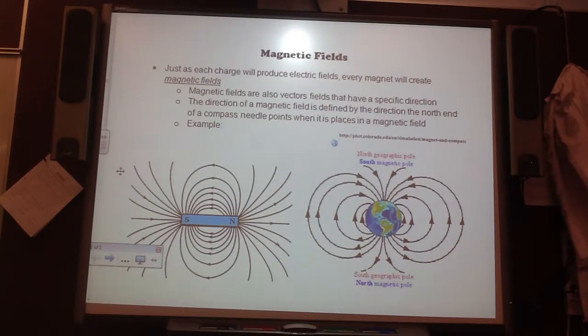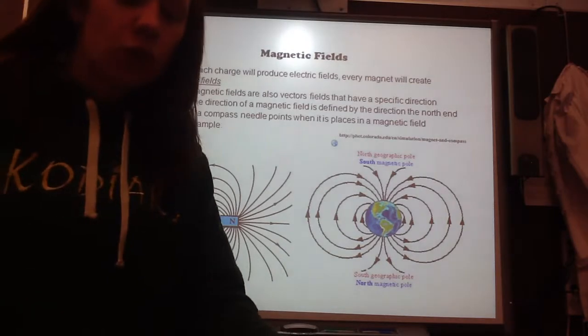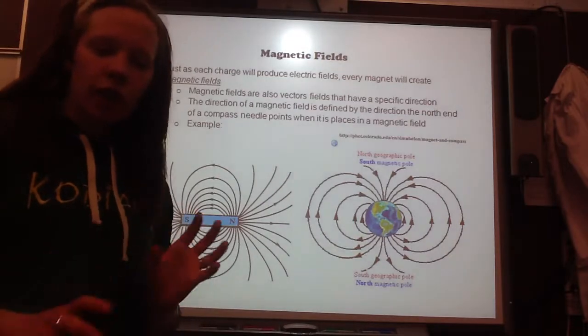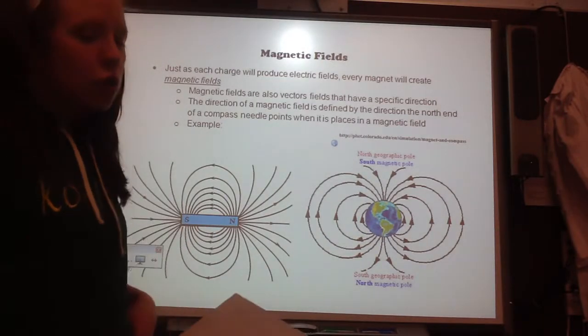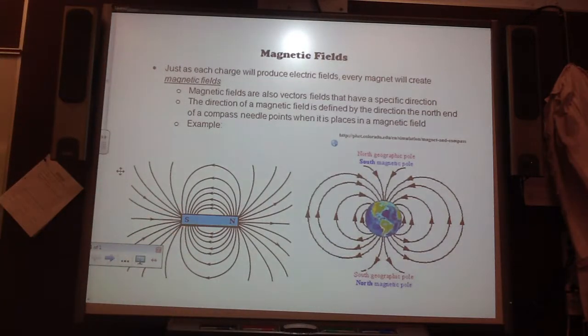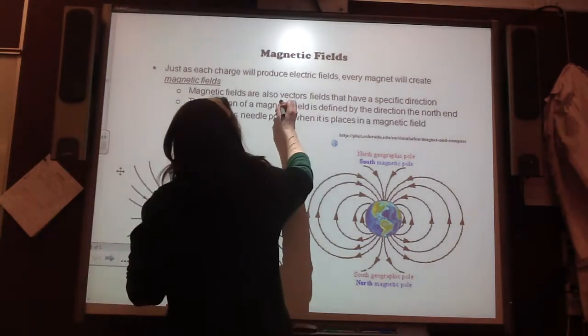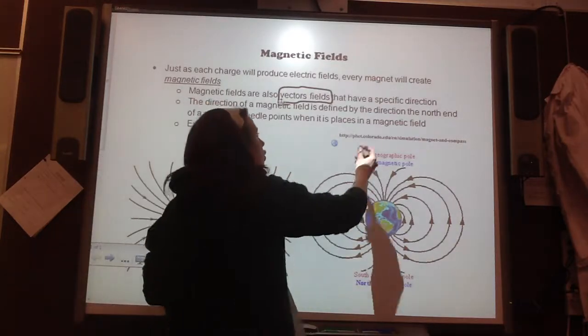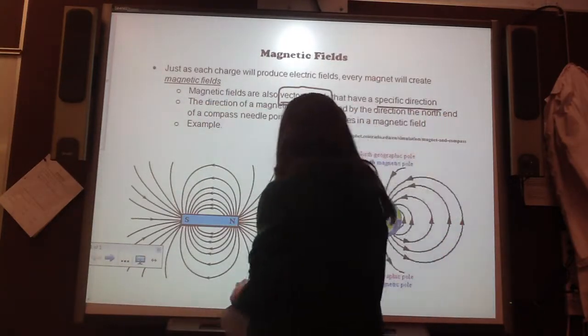Okay guys, so this is just a little intro to magnetic fields and forces. Just a quick intro and then you can do a couple of practice problems to get into this stuff. So, magnetic fields. Just as each charge will produce electric fields, each magnet creates its own magnetic field. Magnetic fields are also vectors, okay, very important. So they have a specific direction, so we need to keep that in mind.